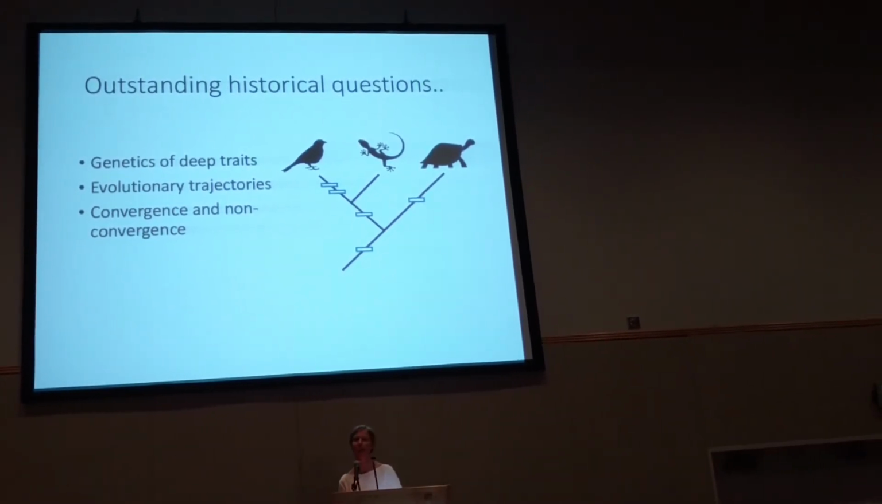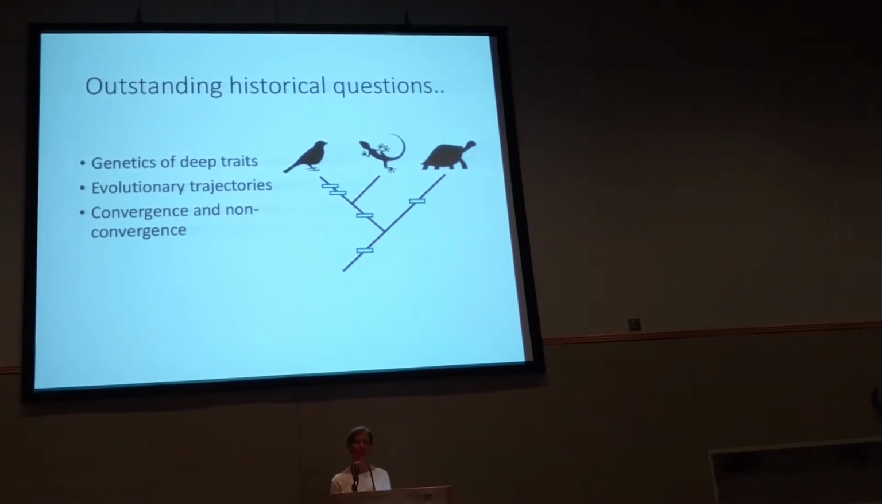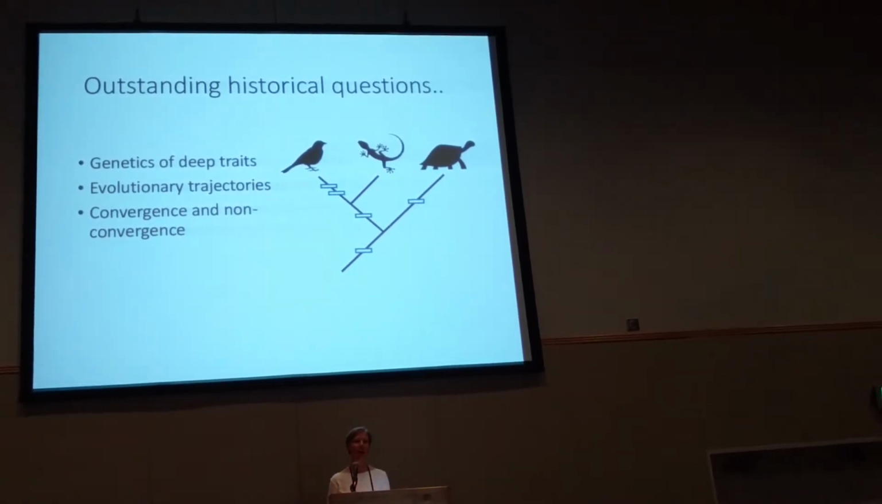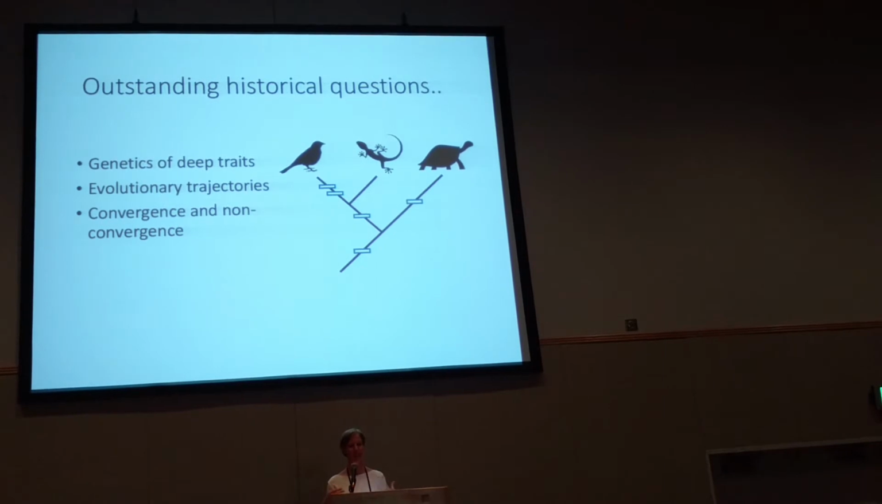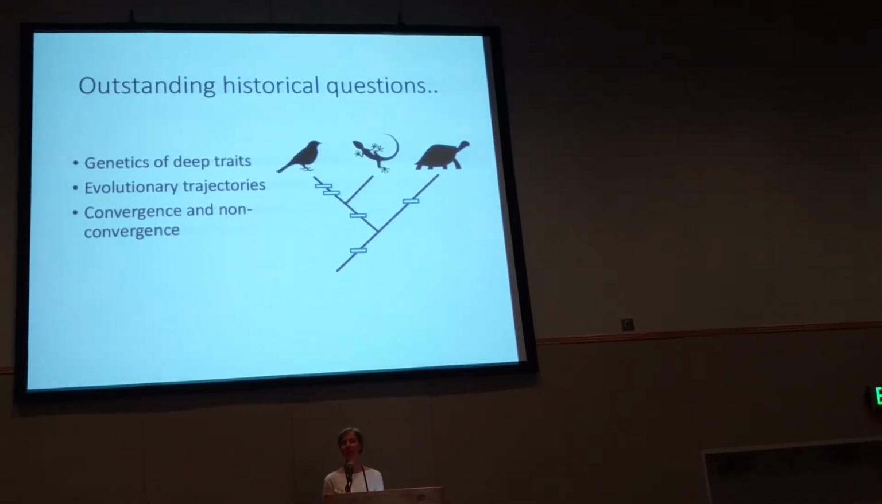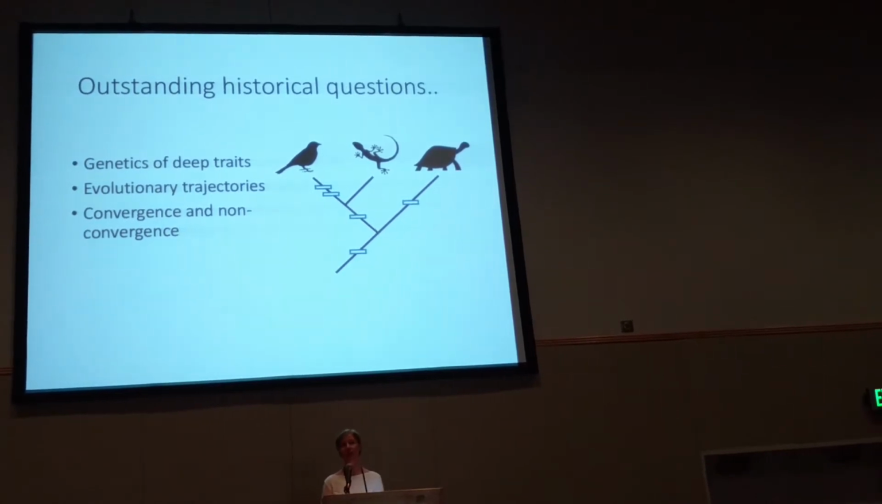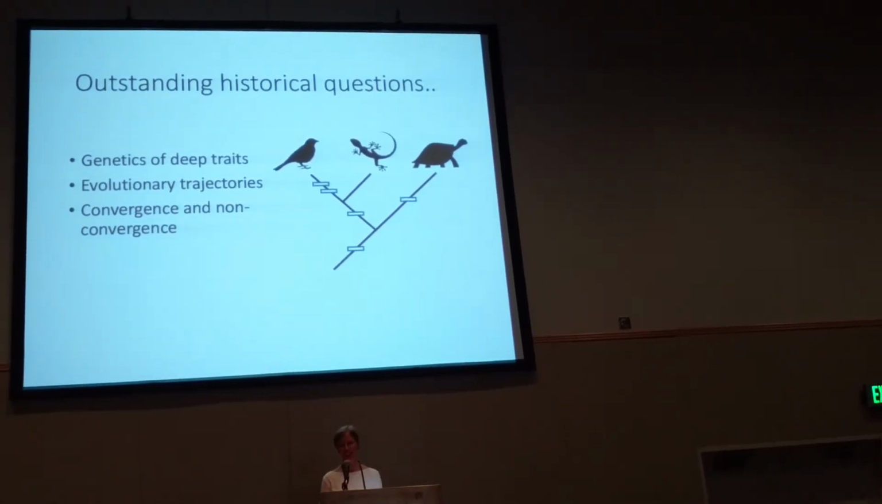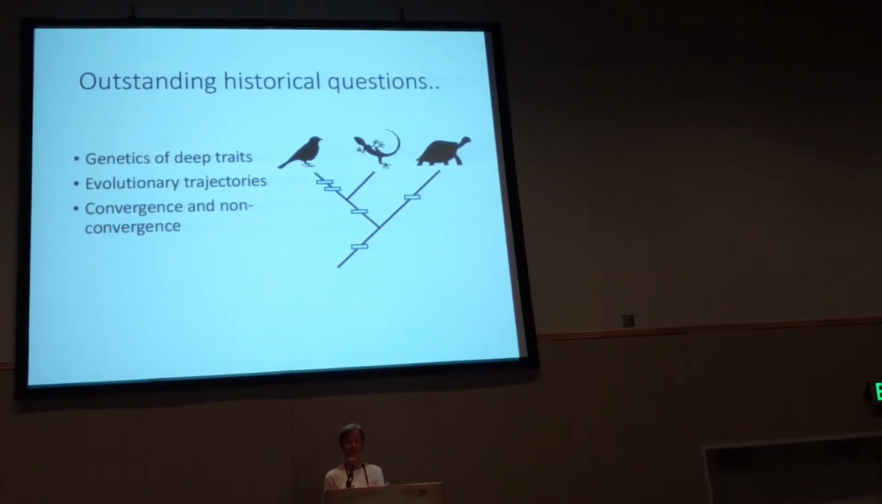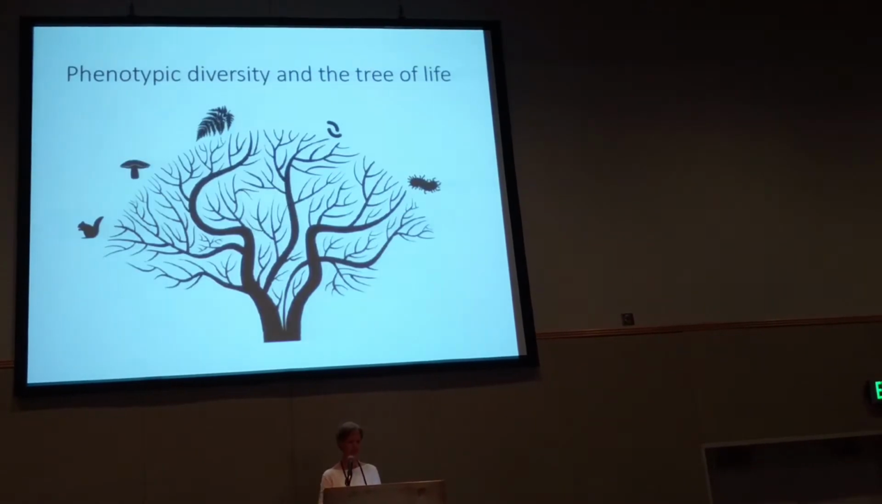And finally, there's been a lot of attention on molecular convergence. How often are the same traits evolved by the same underlying molecular changes? But I think we also want to know about the non-convergence. How often do lineages take different routes to get to the same phenotype? And we really need to work at a macroevolutionary scale to arrive at a quantitative sense for that.